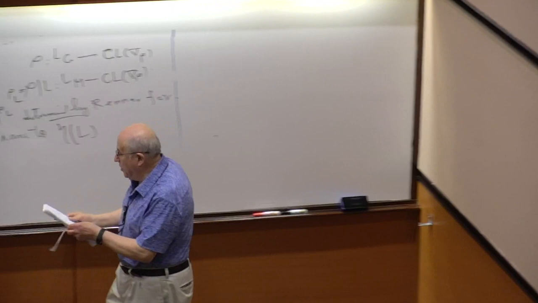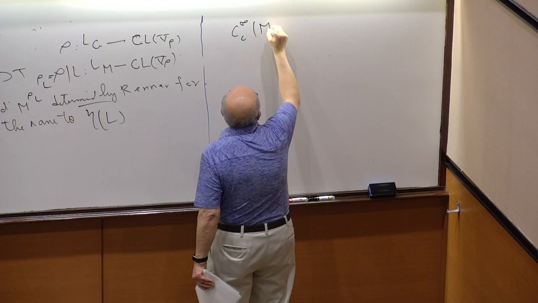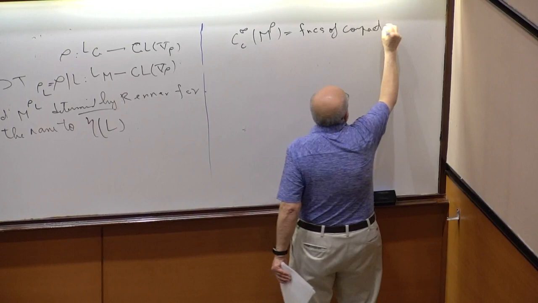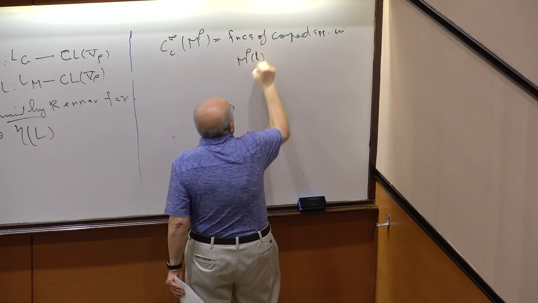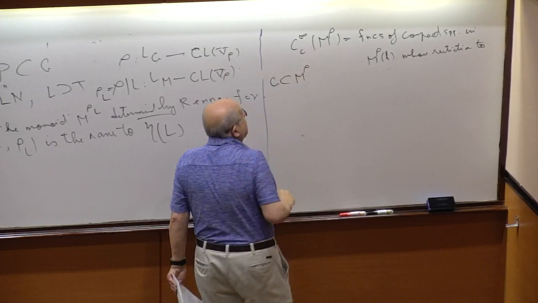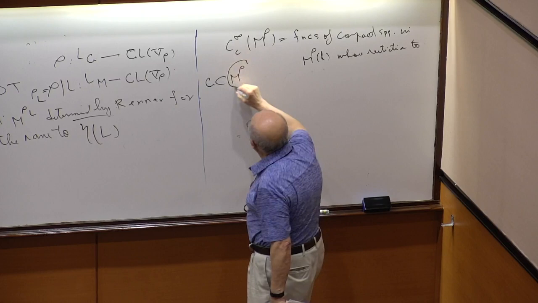We need a few things. First of all, what are the spaces of functions that we have to work with? Let me define C_c^∞(M_ρ) to be all the functions of compact support in M_ρ(K), whose restriction to G — remember G is open and dense inside here, and it's the group of units of this monoid, M. I'm using M for monoid. Restriction to G, L is Levi, but this is the monoid.